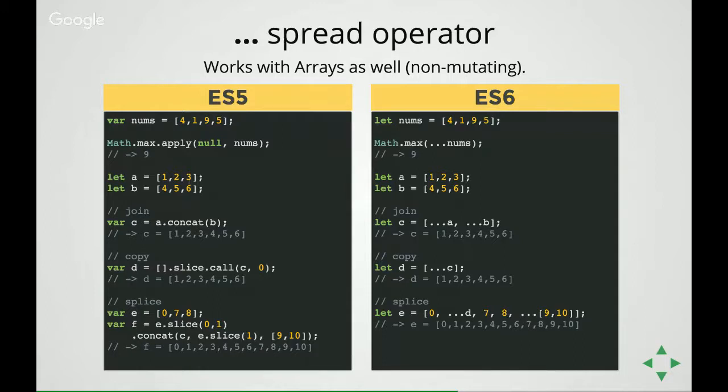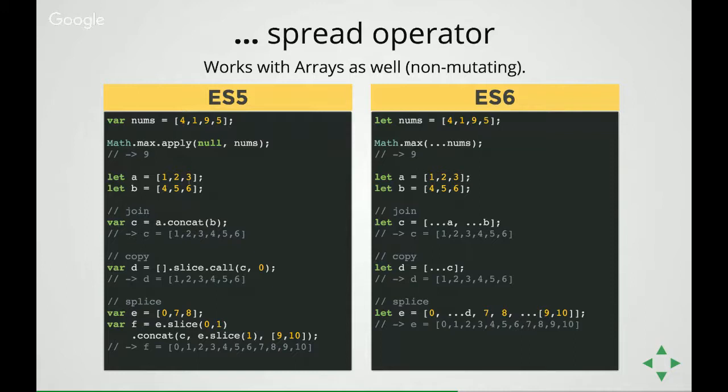We can also copy an array. Like I said, the spread operator is really easy to use for copying. To do the same thing in ES5, we're going to have to call slice to get a copy of that array. We can't really use splice. Splice is a mutating method.